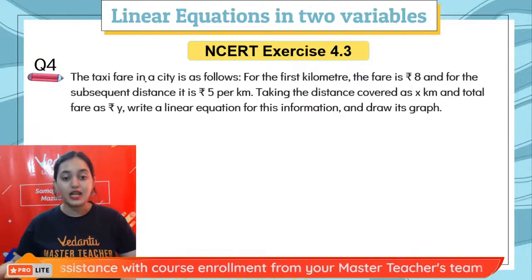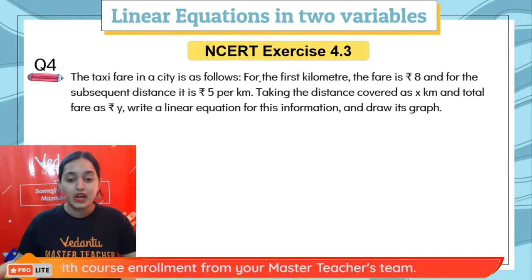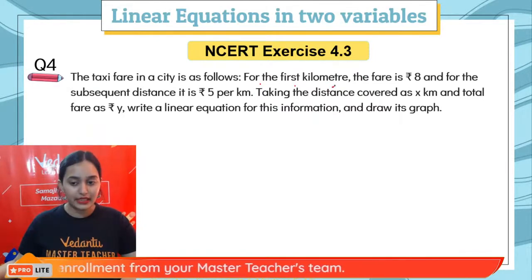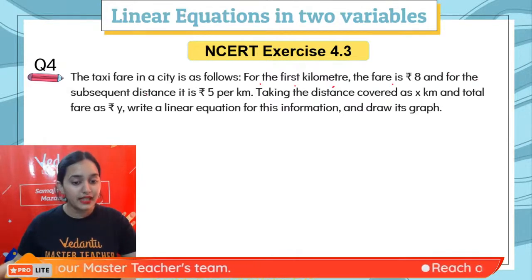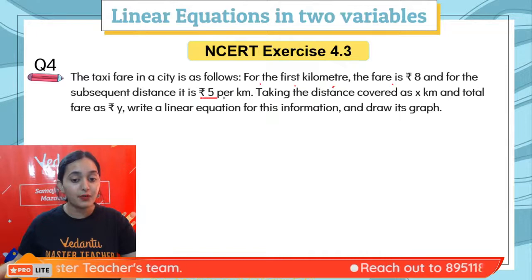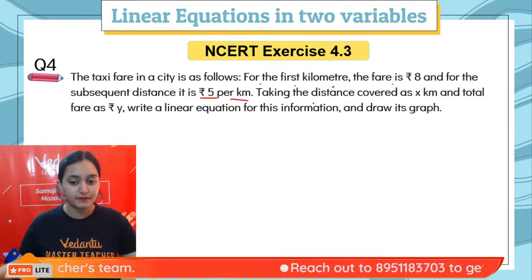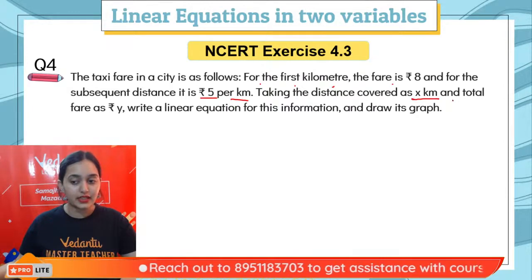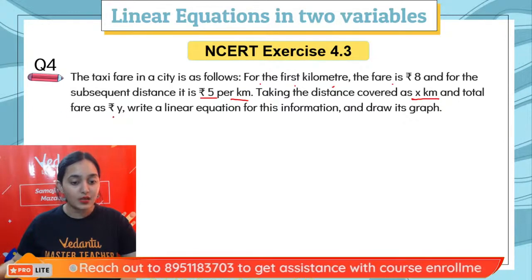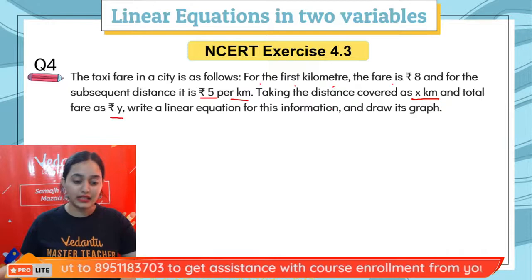Okay, let's see. फिर से पढ़ते हैं इस क्वेश्चन को. For the first kilometer, the fare is rupees 8. For the subsequent distance, it is 5 rupee per kilometer. Taking the distance covered as x kilometer, the total fare as y rupee, write the linear equation.